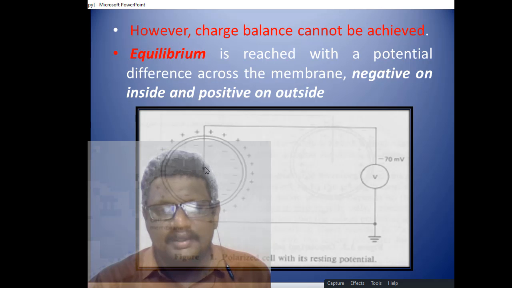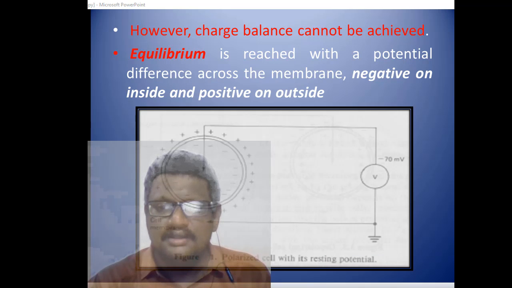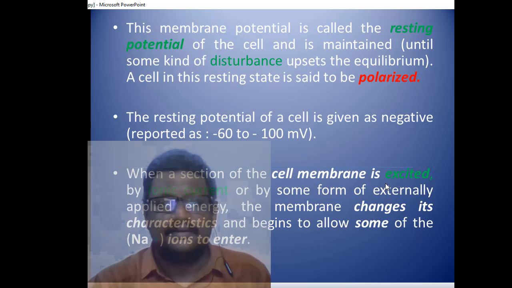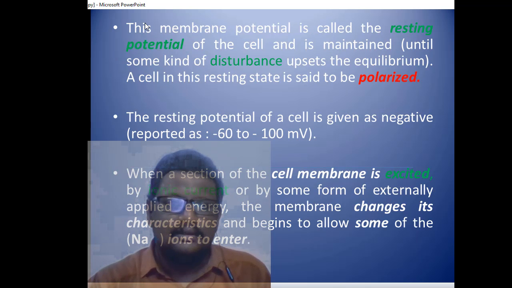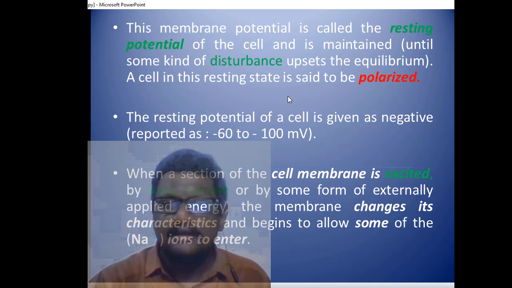Now we measure the potential here. If we measure the potential here, the inside of the cell measures about minus 70 millivolts. This is called the resting potential, and that is measured within the cell, which is the negative potential. This membrane potential is called the resting potential, and it is maintained until some kind of disturbance occurs.